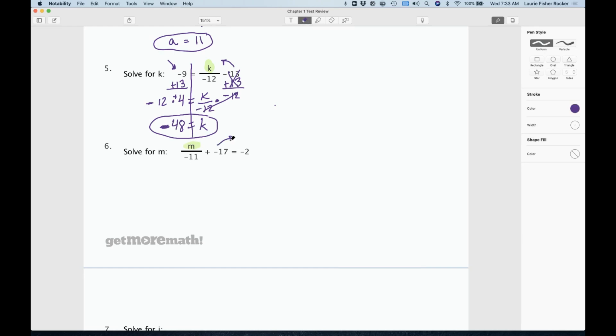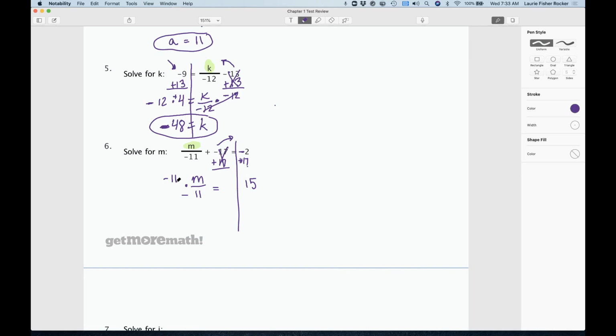Okay, so let's get rid of that negative 17. So it's just going to be positive 17, positive 17. It's gone. So m over negative 11 equals, I draw my river. I keep forgetting to do that. Okay, and I've got a negative 2 and a positive 17, so it's different signs, so I've got to find the difference. It's 15, and that positive was bigger, so I had more positive, so it's going to be positive 15.